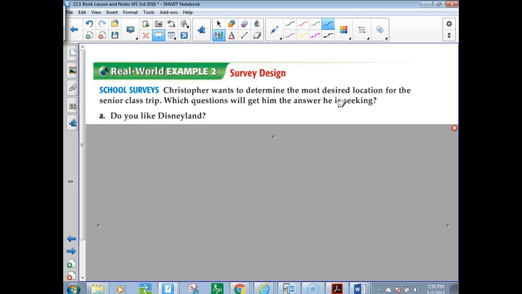Christopher wants to determine the most desired location for a senior class trip. Which questions will get him the answer he is seeking? How about, do you like Disneyland? What is he trying to do? It's not a yes or no question. I mean, it could be a yes or no question, but he prefers that, doesn't he? Possibly. Okay, it sounds like it.